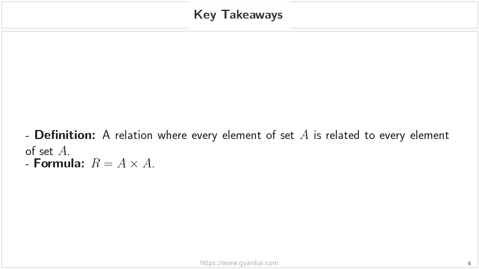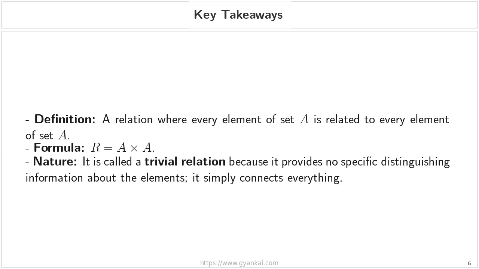In terms of the mathematical formula, we express this as R equals A cross A, as we discussed in the earlier slides. This means the relation is identical to the Cartesian product of the set with itself. Regarding its nature, you will often hear this referred to as a trivial relation. It is called trivial because it provides no specific or distinguishing information about the elements. It simply connects everything to everything else without any special conditions or restrictions.